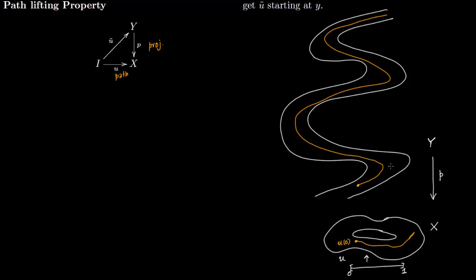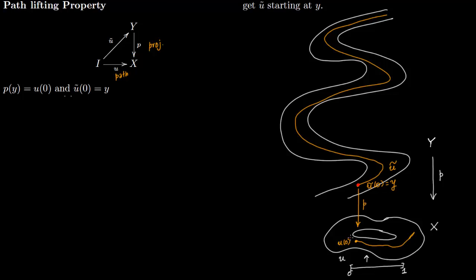The new path which we get is, say, U tilde, such that U tilde of 0 is Y, it starts at some point Y. Then if you apply the projection map to Y, it will get mapped to U of 0. So P of Y is U of 0 and U tilde of 0 is Y. This map is starting at Y. You project it, and these initial points will match with each other.